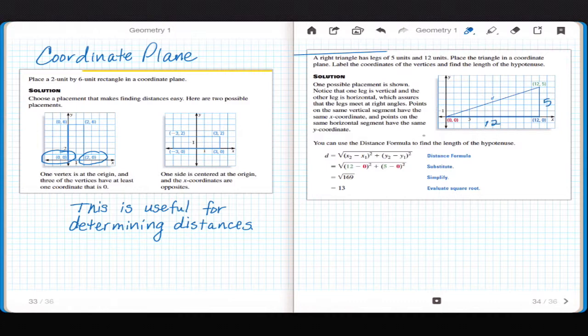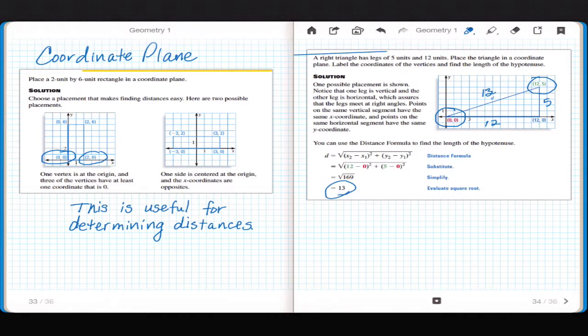But we don't know our hypotenuse, and they're asking, how do we find that? So label the coordinates of the vertices and find the length of the hypotenuse. One way you can do that is using the distance formula. So if you want to find that hypotenuse, you're finding what's the distance from this point to this point. And because we put it at the origin, it's really nice because you're just putting in zeros. So you plug it into your distance formula, 12 minus 0 squared plus 5 minus 0 squared, and that gives you the square root of 169, and the square root of 169 is 13. So we know that hypotenuse is 13 units.